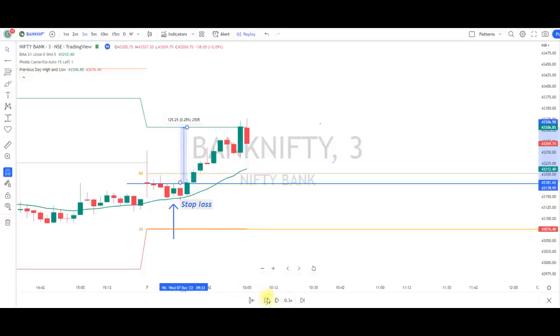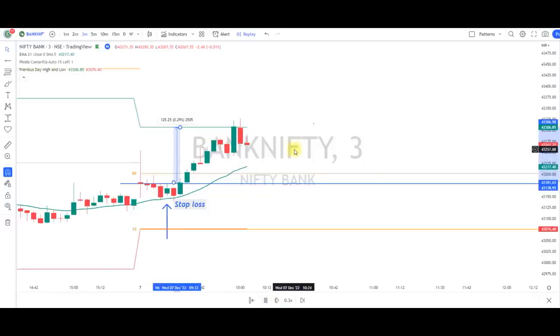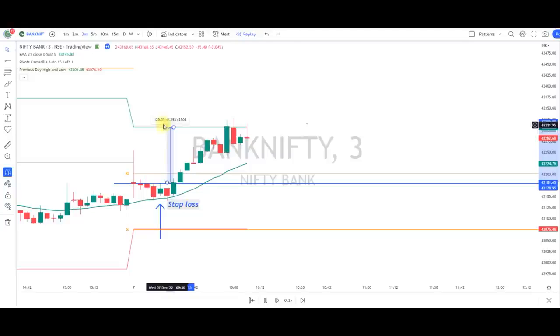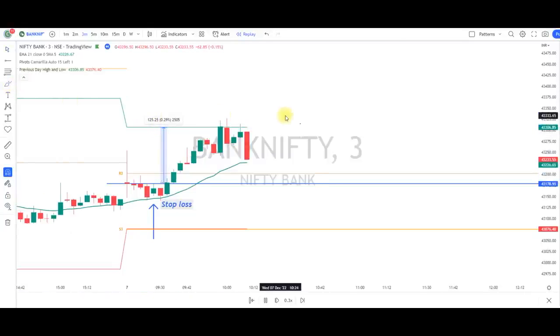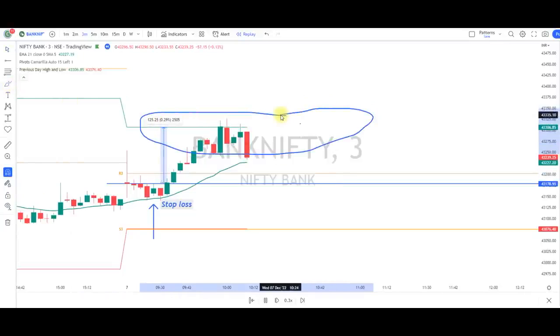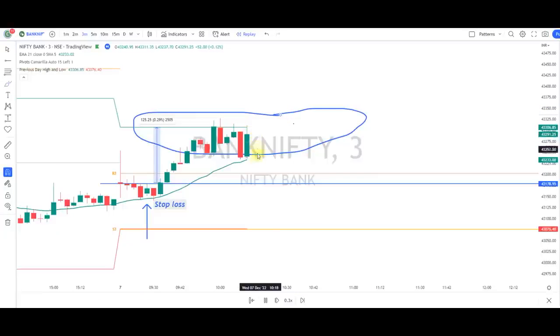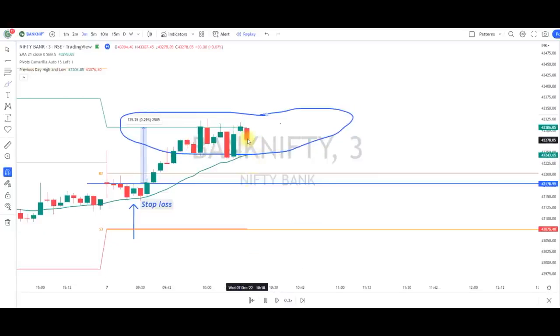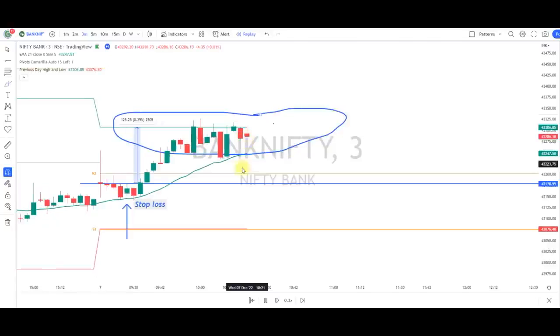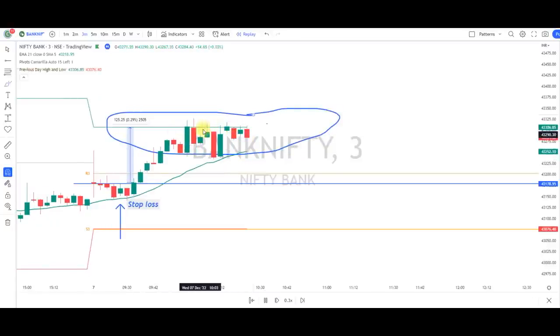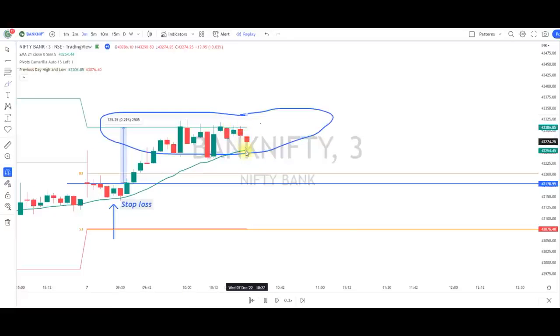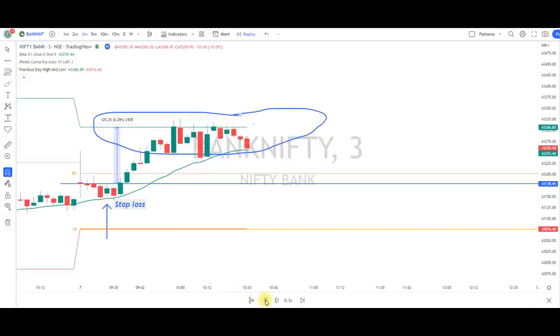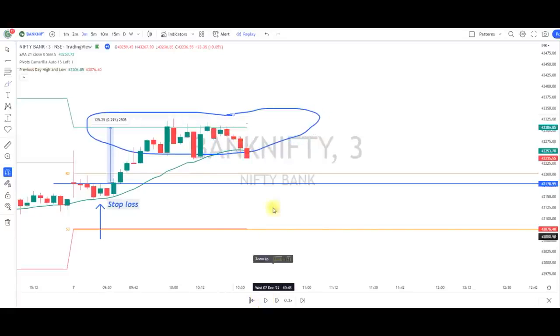Now we can see how this trade went and what is the next opportunity we got. So as this is a previous day high, this area will act as a resistance zone. So here the market was consolidating for a long period of time. So the price is not able to break this previous day high. So market started reversing from there. So we can look for short opportunities.